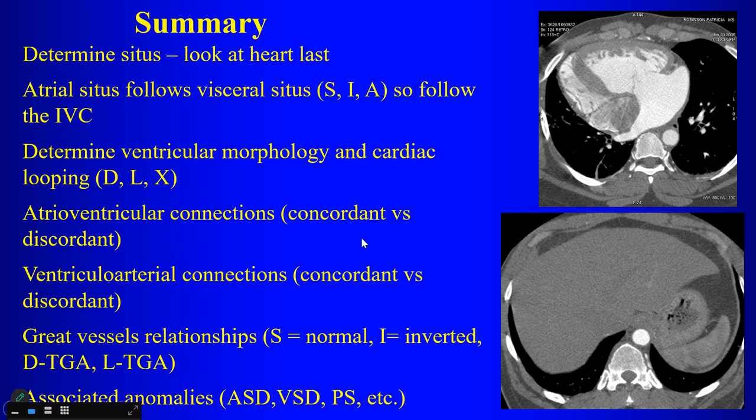The atrioventricular connections, are they concordant or discordant? Ventricular arterial connections, are they concordant or discordant? We went through the great vessel relationships and the abbreviations: S for normal, I for inverted, D and L transposition. And then lastly, you look for associated anomalies: ASDs, VSDs, pulmonic stenosis, etc. Okay? So that is our discussion of cardiac malpositions. Any questions? Okay, very good.